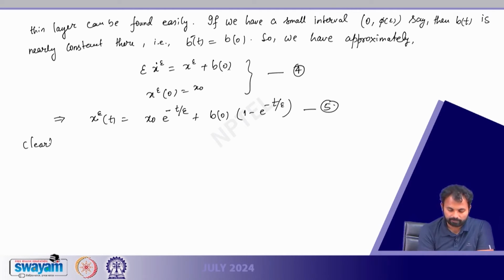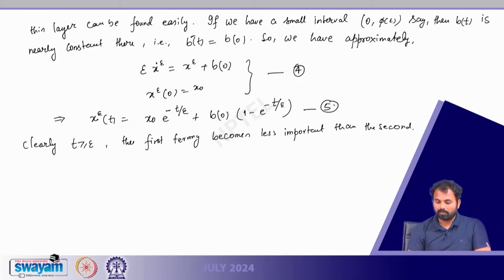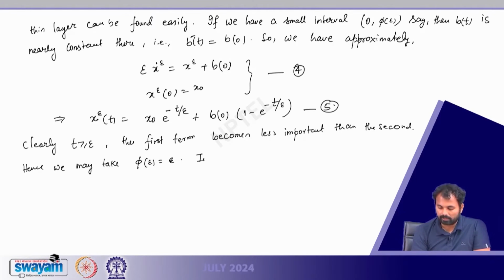So clearly, when t is greater than or equal to epsilon, the first term becomes less important than the second, because it will simply be epsilon times x0 by epsilon, whereas for the second term, the first term becomes less important than the second one, and hence we may take phi epsilon, that means the end point of that interval, as epsilon.